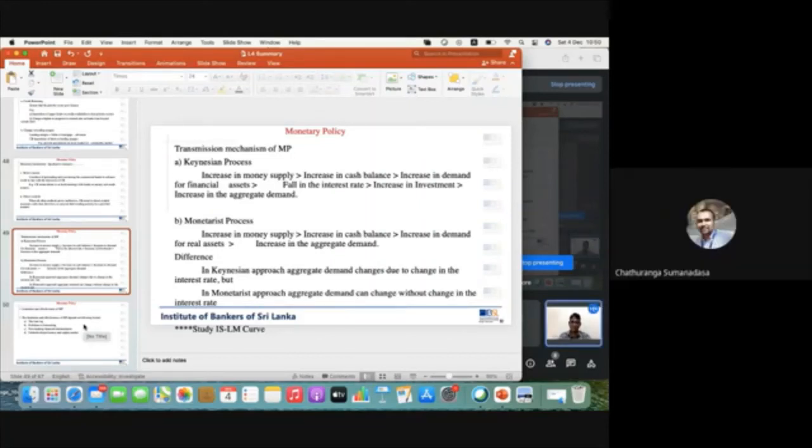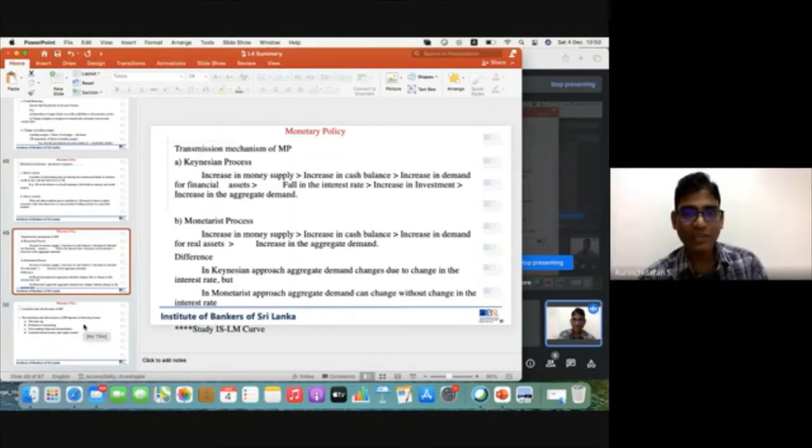No, that's okay. As per the Keynesian process, increase in demand for financial assets leads to fall in interest rate. How does it happen under the Keynesian process? You have the money, right? You are going to buy financial assets. Example, treasury bill. Right now, everybody is demanding treasury bills.